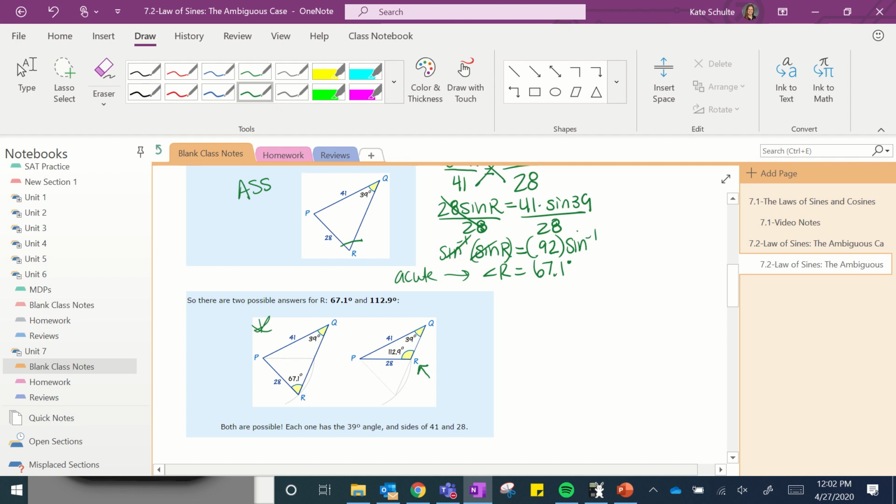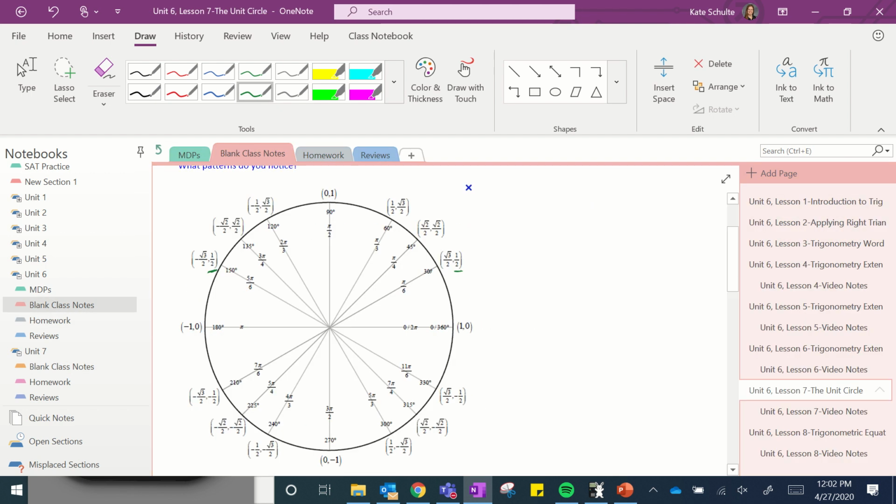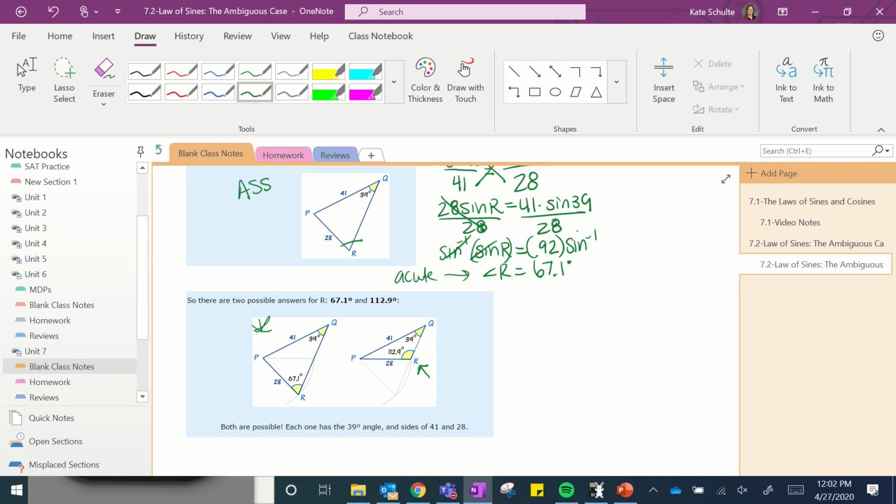So angle R, basically it's the acute and the obtuse, and it goes back to the unit circle, where when we were talking about this 30 and this 150, what's true about them? They add to be 180. So they're always going to be supplementary, my two options. Because this is 67.1, my other option for angle R is going to be the supplementary angle to that. So I'm going to do 180 minus 67.1. I'm going to get 112.9. And so that's where I get these two options from.